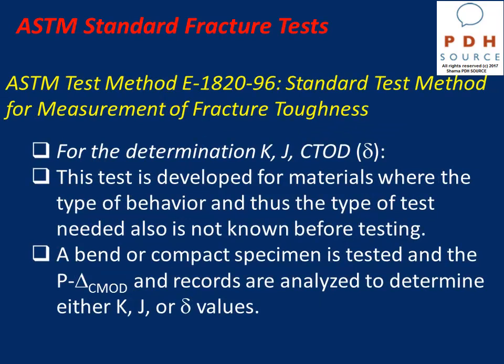The next test is ASTM test method E-1820-96, a standard test method for measurement of fracture toughness. And this test can be used for the determination of K, J, CTOD, or delta. And this test is basically developed for some materials where the type of behavior is not clear, is not known in advance. So the type of test needed is not known.